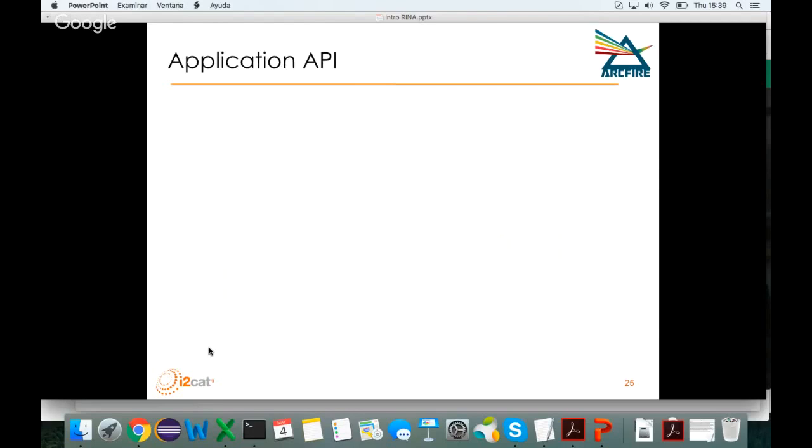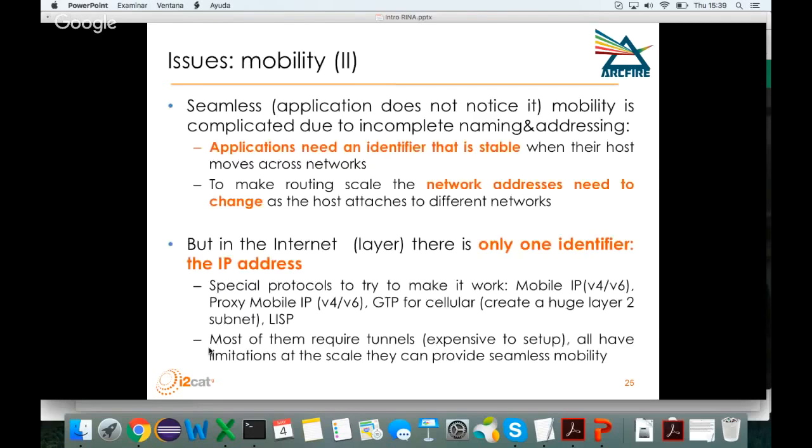And again, this is very simple to fix. If you have more than one identifier, you have application names that are independent of the addresses, and you route on network addresses, this problem becomes trivial again. So we see that with a good structure, you can improve the situation of mobility and multi-homing.